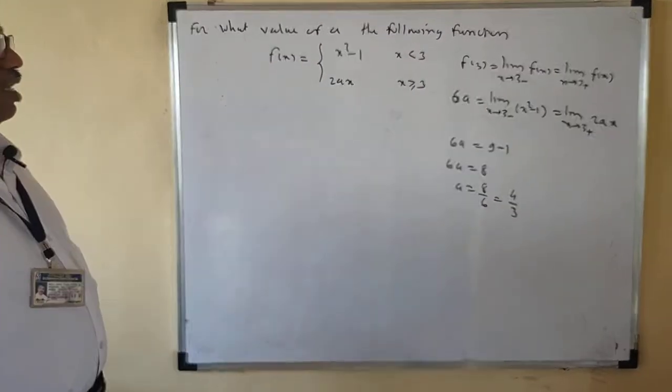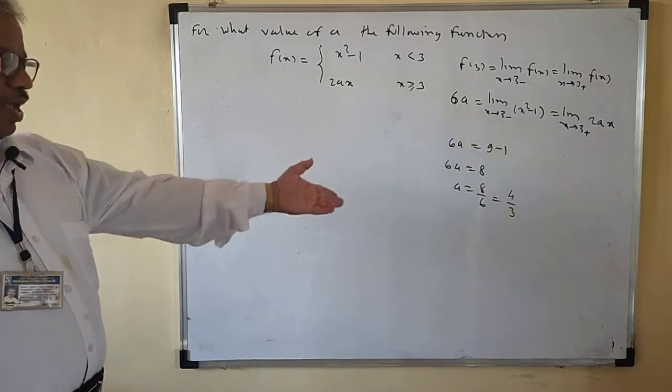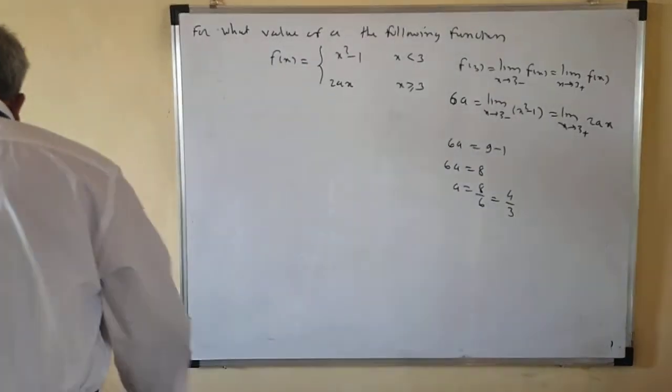Okay. The function is continuous, so you have to find only the value of a. So a is 4 by 3 now. Okay.